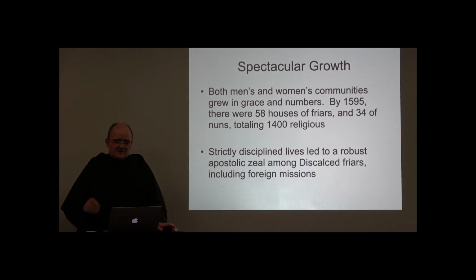After Teresa's death, you see a continuing gush of vocations into both the male and female communities. By 1595, there were 58 houses of friars, all of these in Spain, of course, and 34 communities of nuns, totaling 1,400 religious altogether. By the way, I should qualify what I just said. I said all in Spain.